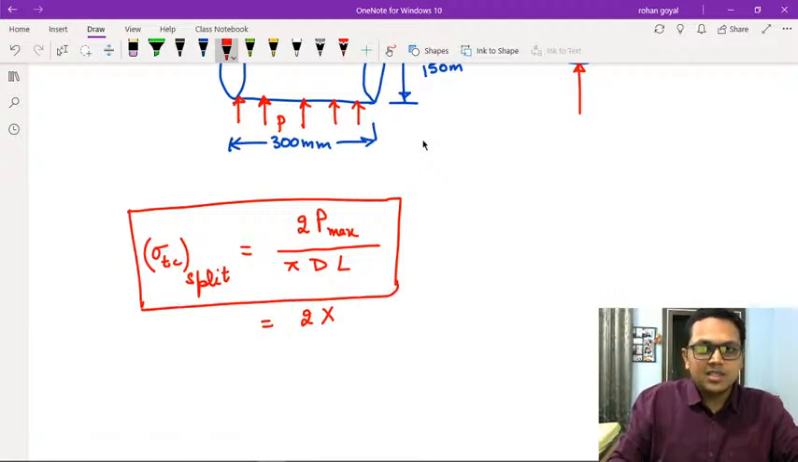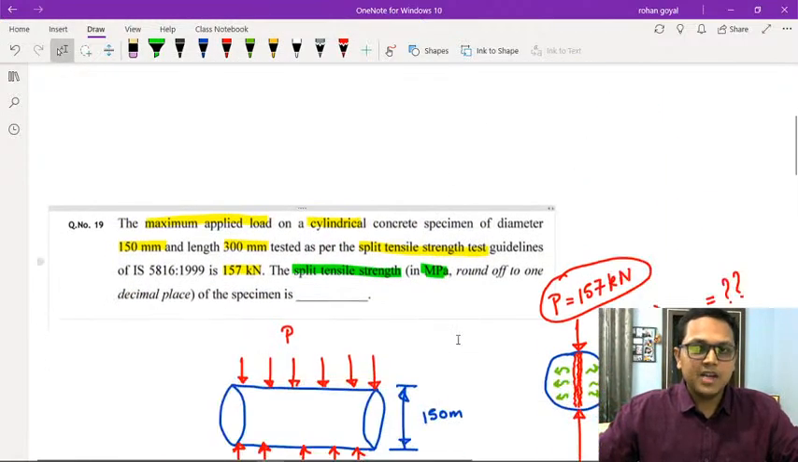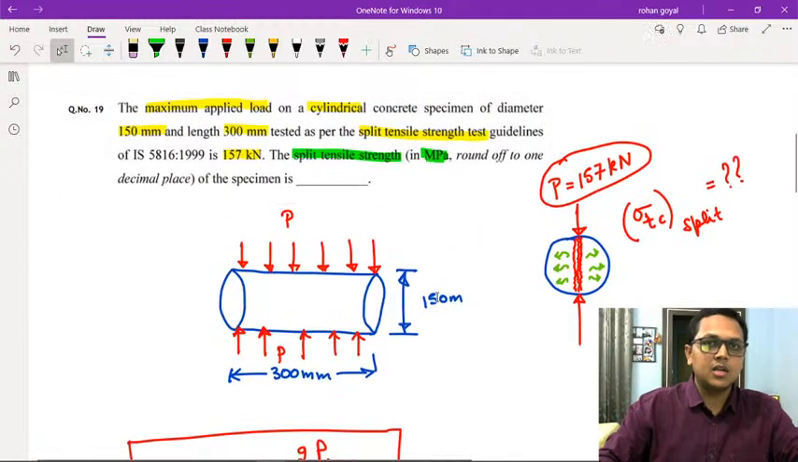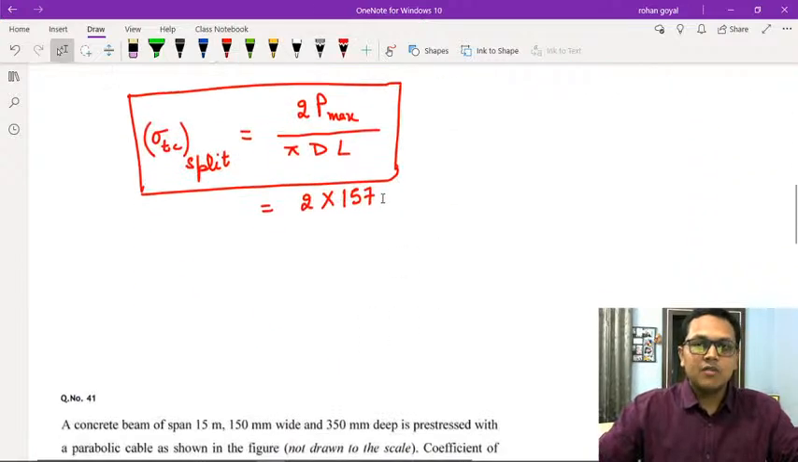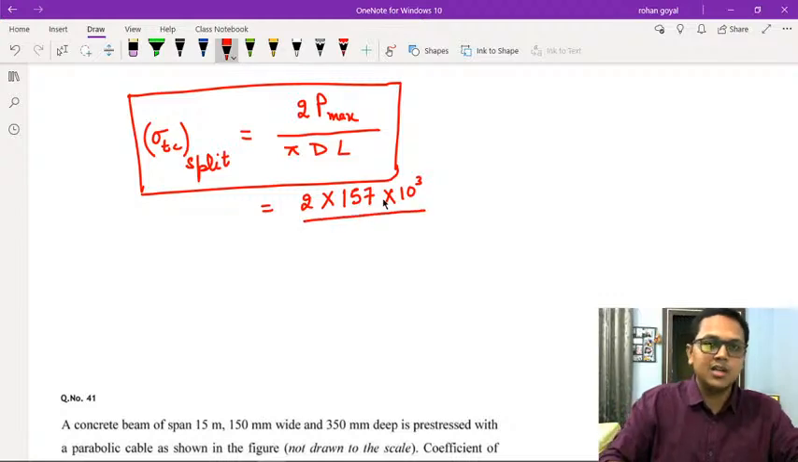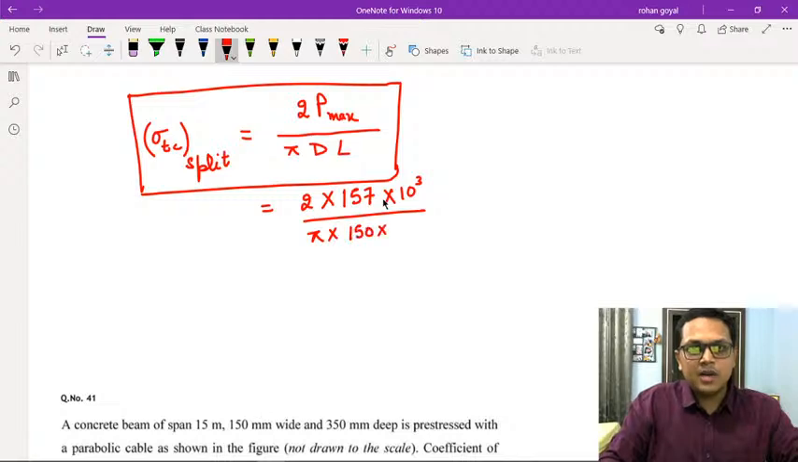So 2 P max is 157 kilonewton. Since the answer to this question is asked in megapascal, that is Newton per mm square, we will change 157 kilonewton into Newton by multiplying it by 10 to the power 3. So 157 into 10 to the power 3 Newton divided by pi into diameter 150 mm multiplied by length 300 mm. So the resultant units will be Newton per mm square or megapascal.